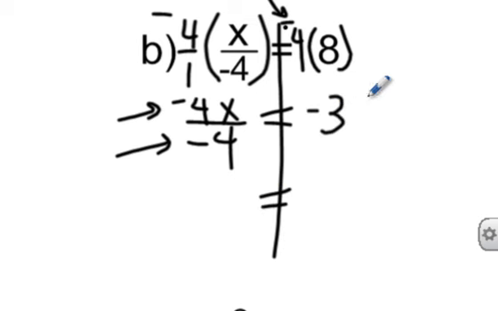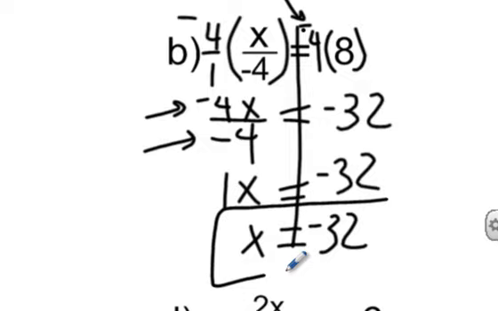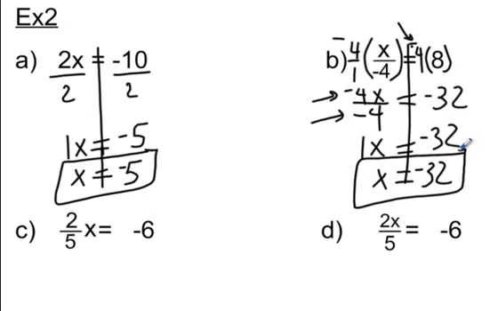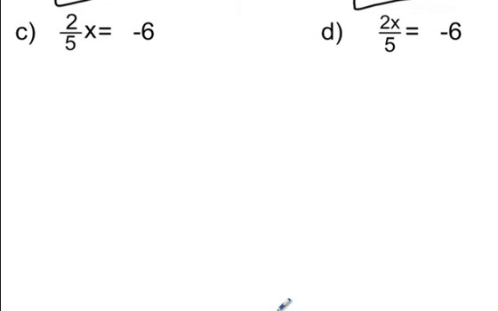-4 times 8 is a -32. And if I look on the other side, -4 over -4, negative divided by negative is a positive. So I get 1x, or x is -32. Again, circle it or box it up. It's up to you. So the next one, C and D, same problem written two different ways to think about this here.